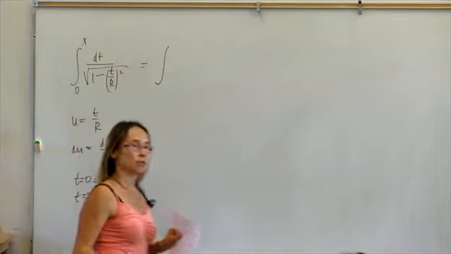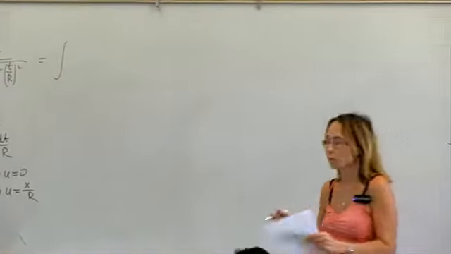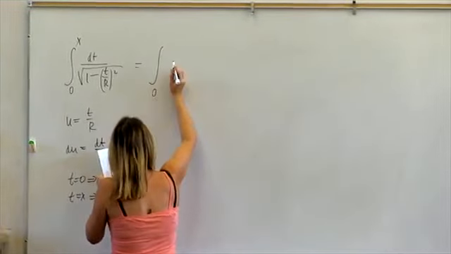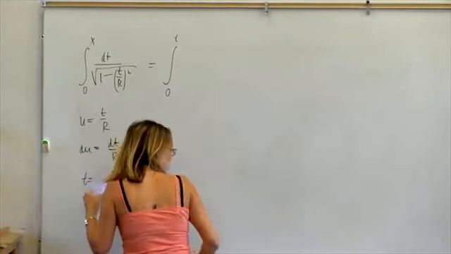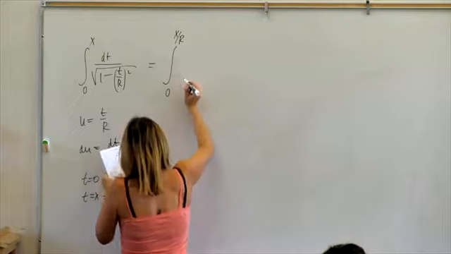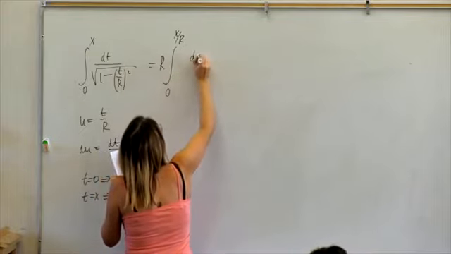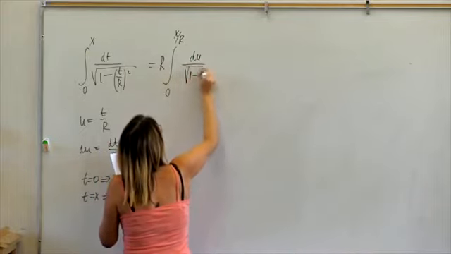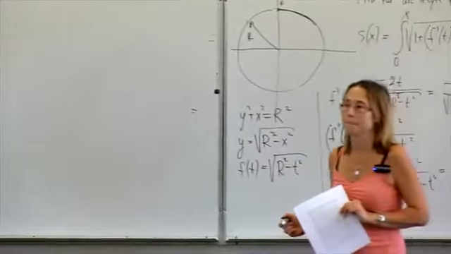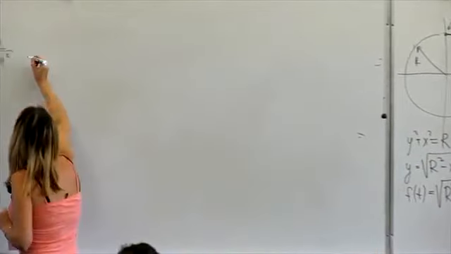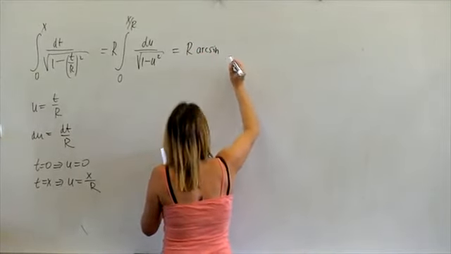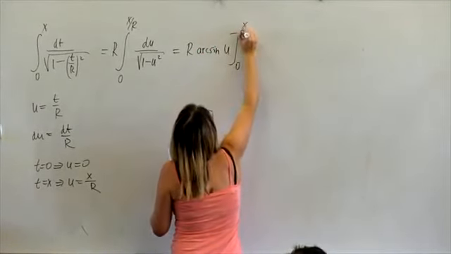So these are all the changes. Don't ever forget to change the limits of integration. That's probably the most common mistake people make when they have a definite integral. So we'll go from 0 to x over r. And we have an r here, du over the square root of 1 minus u squared. So what's the antiderivative? Arc sine, exactly. So this is something that we should remember. Arc sine of u between 0 and x over r.